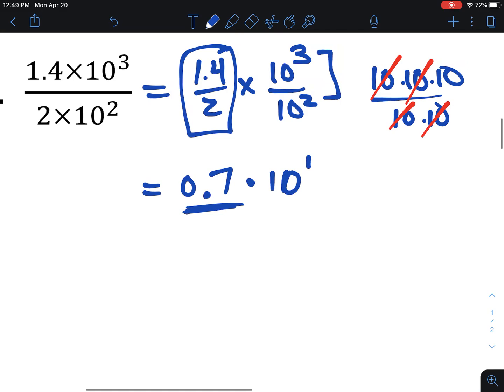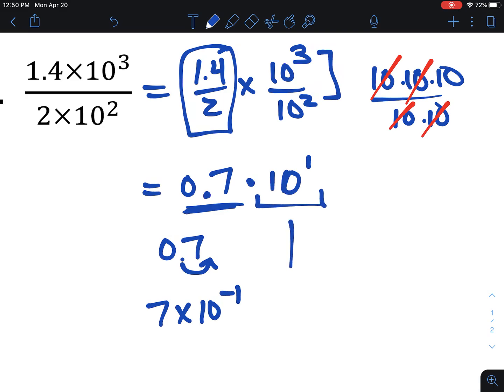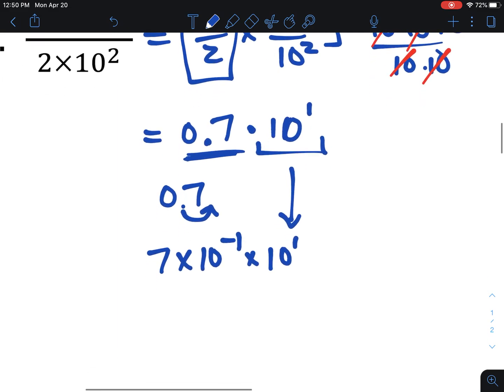0.7 is not. So again, like before, we're going to rewrite this one in scientific notation. So 0.7 equals, I'm going to put it underneath, if we move the decimal 1 time this way, it'd be 7 times 10 to the negative 1. Because it's a very small decimal, you got to use a negative. Then we're going to bring down this 10 to the 1st that was still there.